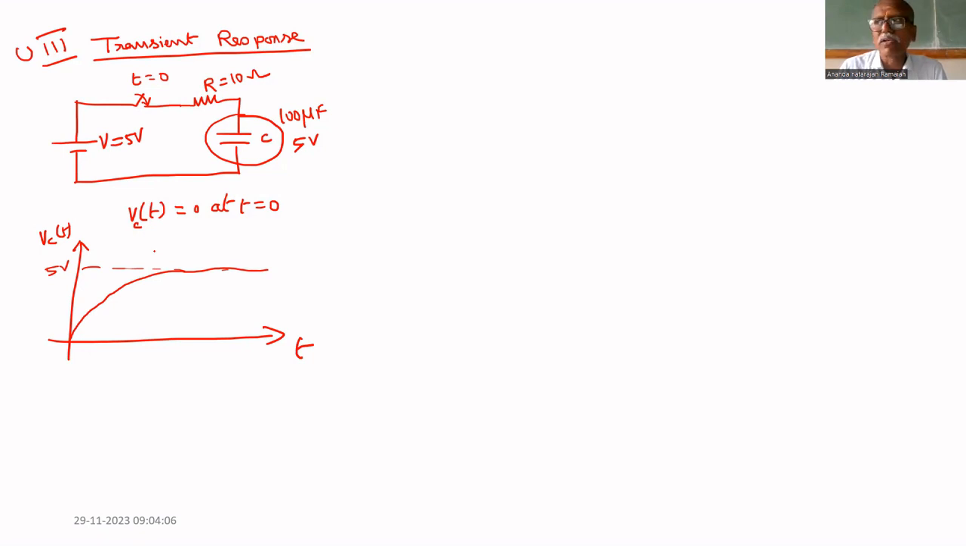Once it becomes 5 volt, applied voltage is 5 volt, capacitor voltage also 5 volt. Both ends of the resistor are at same voltage. That's why no current through resistor. Current ceased to flow. Current will not exist once the voltage reaches 5 volt.